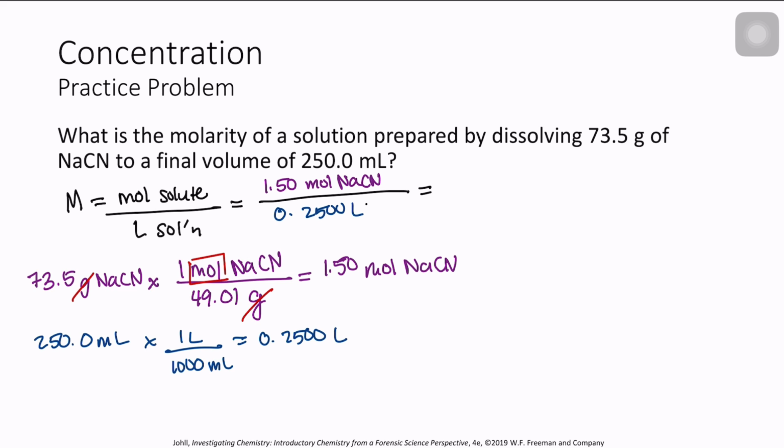And when I do this math, we get 6. My units are capital M, and we call that molar. So it's going to be a 6 molar sodium cyanide solution. Something you need to be aware of as well is that this can also be written as 6 moles per liter. They are kind of used interchangeably.